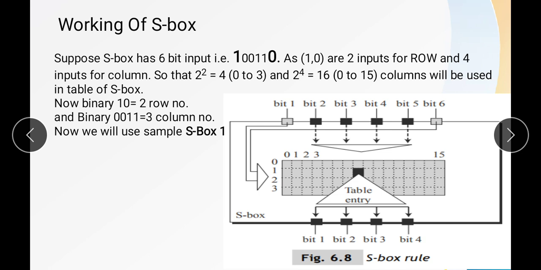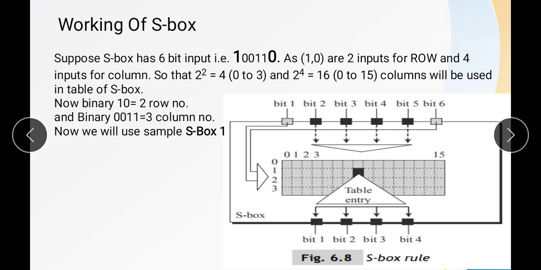As we have 1 and 0, the first and last bits, a total of 2 bits, 2 raised to 2 is 4, so the number of rows will be 4. And we have 0 0 1 1, a total of 4 bits, so 2 raised to 4 is 16, so 0 to 15, that is 16 columns. Okay, so we get a table, the S box table, which has 4 rows, 0 to 3, and 16 columns.